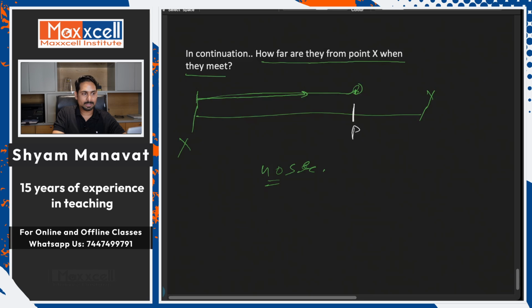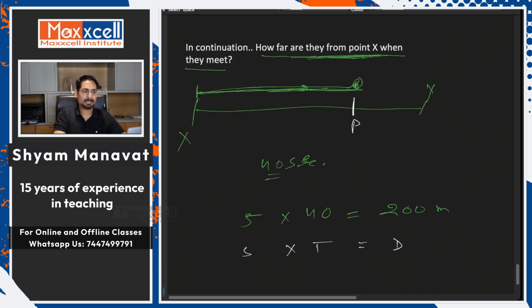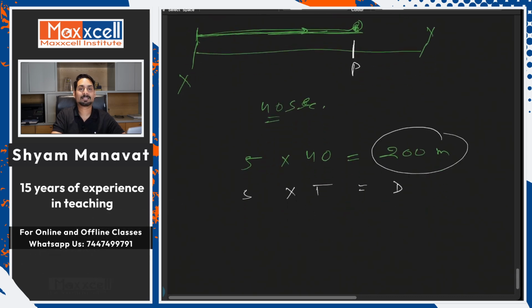So I hope you understood. Balu's speed is 5 meters per second. If it took 40 seconds for Balu to meet Amit, and Balu is only going from X to Y and has not reached Y yet, the distance traveled by Balu should be the one piece of information the question is asking for. This is 200 meters. That should be your answer. Speed into time equal to distance. So how far are they from point X when they meet? They are 200 meters away from point X when they meet, right?